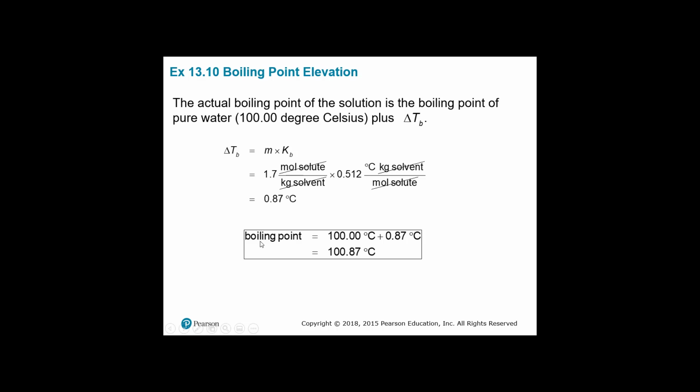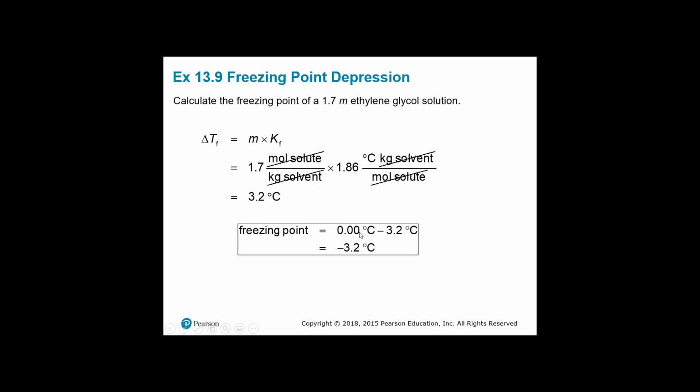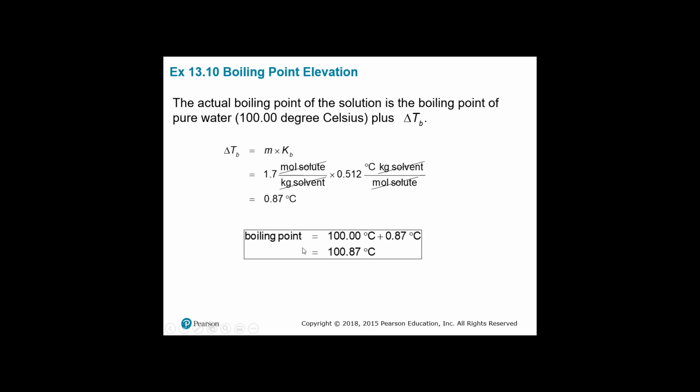Now remember, two parts. We add this to what the normal pure solvent temperature would be, and so this increases it to 100.87 degrees Celsius. With freezing, we subtracted it from the pure solvent because we needed to know how much lower it would be. But for boiling, we need to know how much higher it would be. And that's it.